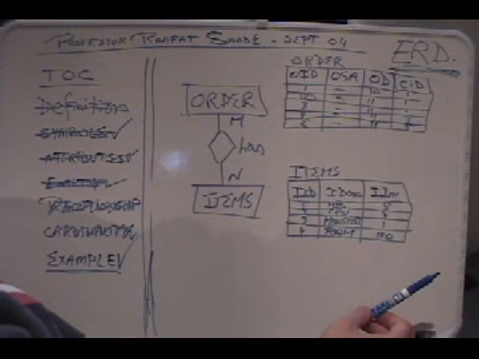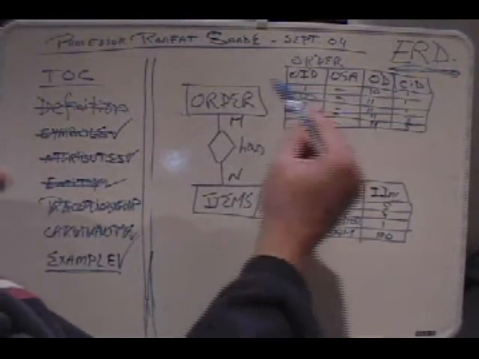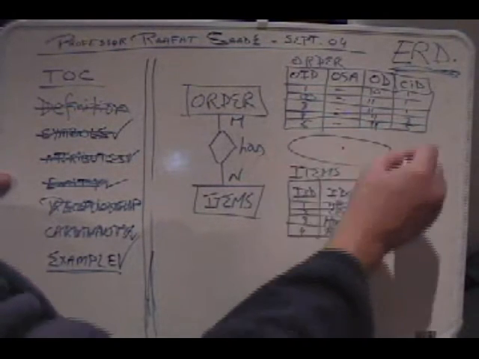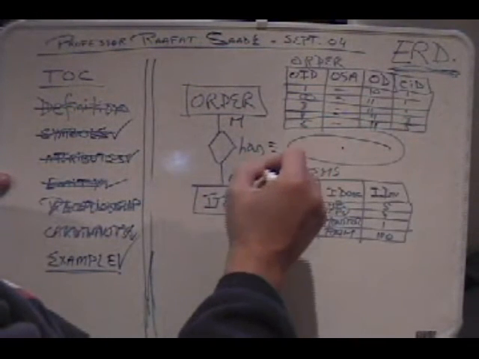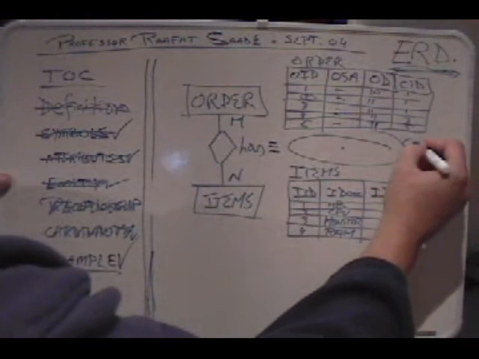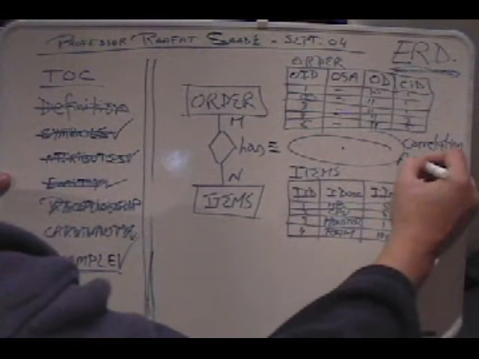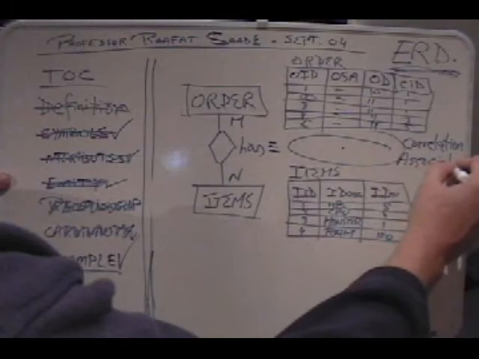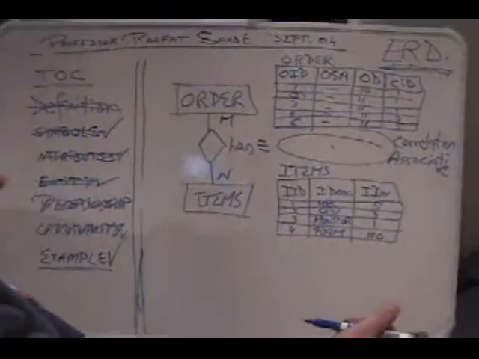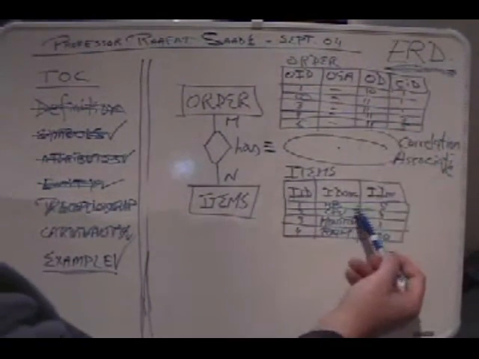We have a problem. As a rule of thumb, take it this way: in a many-to-many relationship, you need a third table in between. And that third table in between is called the correlation table or the associative table, which correlates or associates this table with this table.